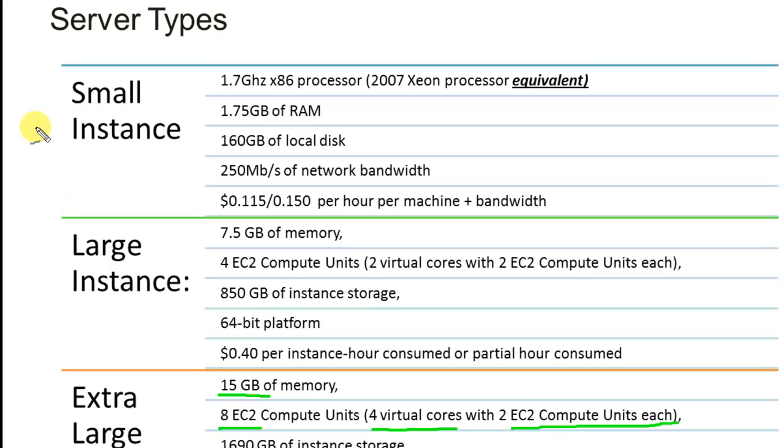Like here, you can get just a small instance to a very large instance. Whatever kind of server you need, EC2 is quite capable to give you that kind of server, and you can use it and then you can stop using it when you don't need it. So it is all up to you what kind of server you want to use.